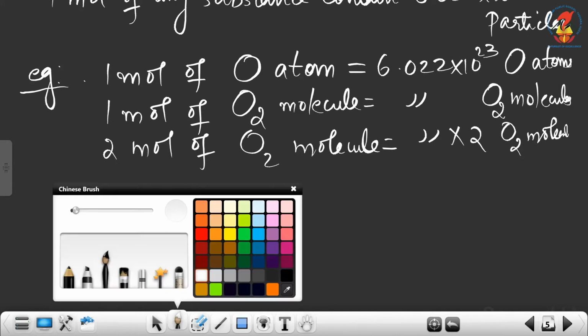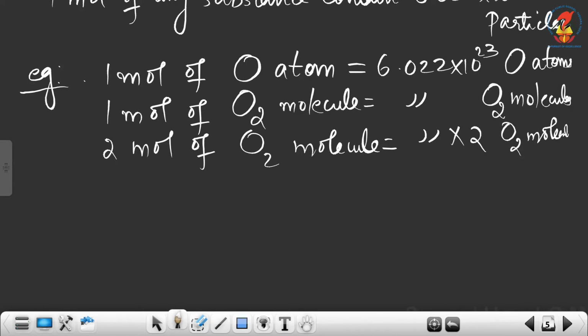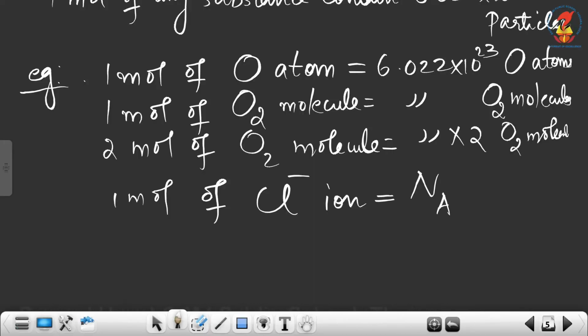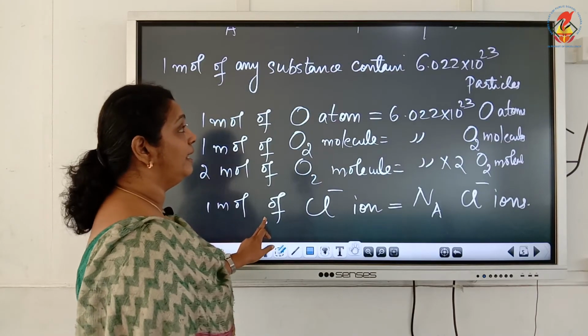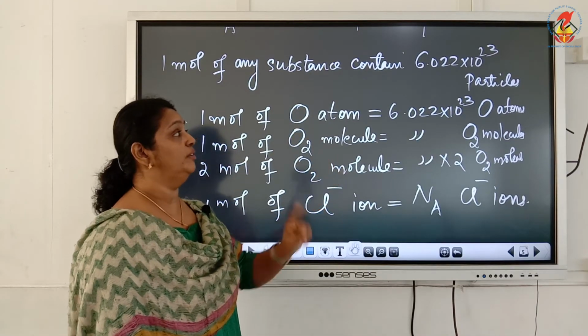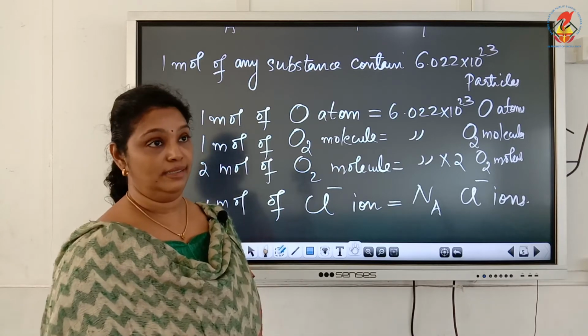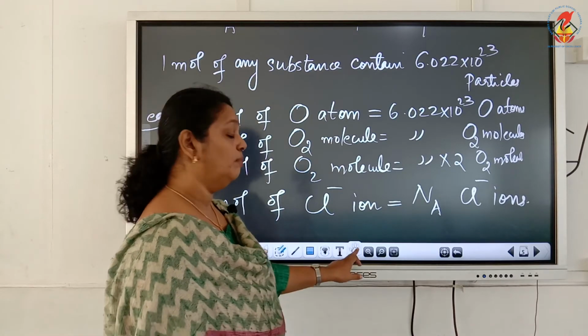Now, another example. 1 mole of chloride ion, Cl minus ion, will contain Avogadro number Na, that is 6.022 into 10 raised to 23 Cl minus ions. So, in general, we can say 1 mole of any substance will contain 6.022 into 10 raised to 23 particles. Okay, so this is mole concept.